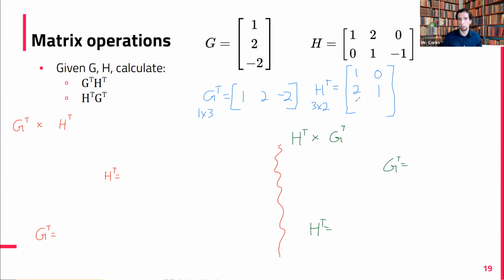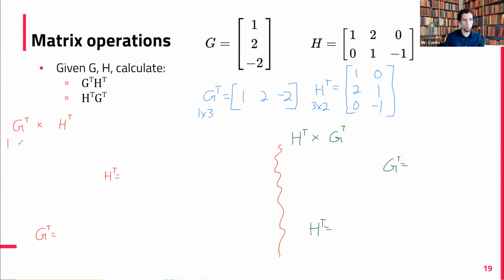And third row: 0, -1. Okay, so remember, transposing, we can take the first row and rewrite it as the first column, or we can take the first column and rewrite it as the first row. It's the same thing. So here we can see it's not a rotation, it's a whole diagonal flip along the main diagonal. So here's our H transpose and our G transpose. Now we can try to figure out if these operations are possible or not.